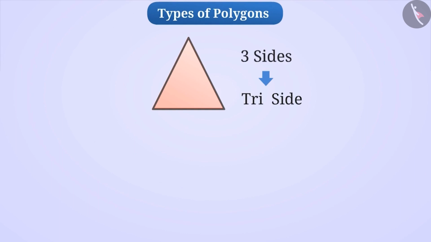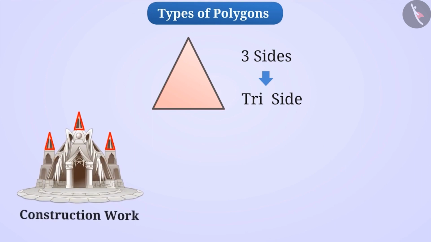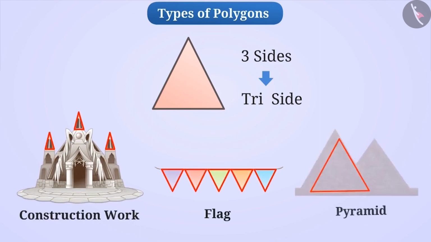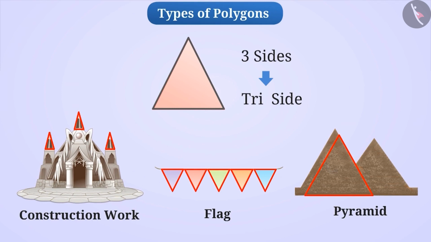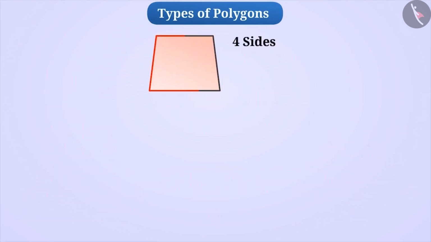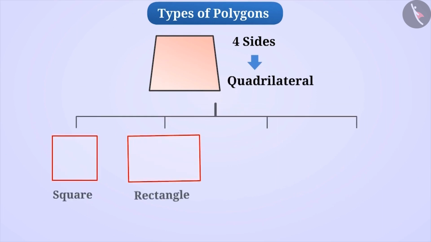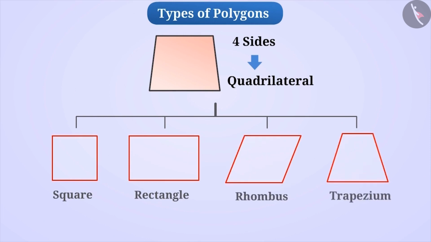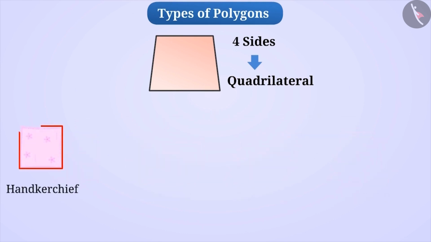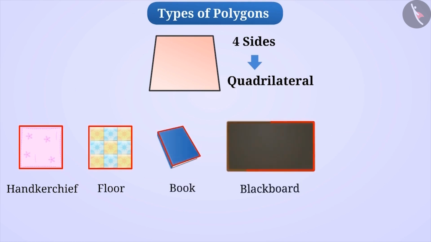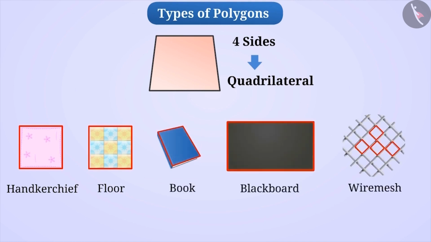For example, a polygon with 3 sides is called a triangle. We can see its use in construction, making flags, building pyramids, etc. If a polygon has 4 sides, then it is called a quadrilateral. There are different types of quadrilateral such as square, rectangle, rhombus, trapezium, etc. We have read about them in the previous videos. We see the shapes of quadrilaterals in handkerchiefs, floors, books, blackboards, wire mesh, and in many other objects.